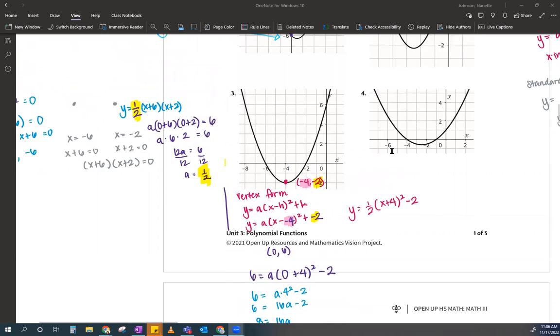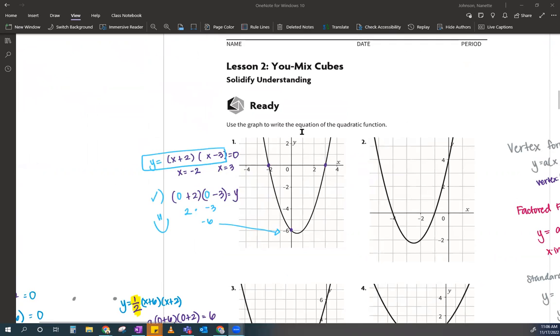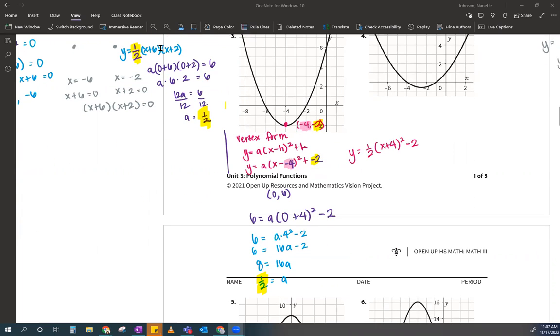Now, which one am I asking for? Well, number one, they just said write the equation for a quadratic function. They didn't say in factored form. They didn't say make sure that it's in standard form. They just said an equation. So I could use this one, I could use this one, and I'm still going to be right. Okay, I'm going to move this over here so that I can do some work with number 4.